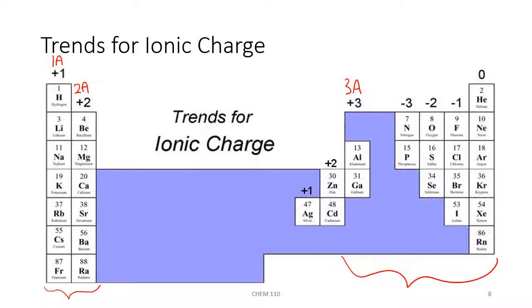If you notice, we're skipping over group 4A because those elements tend not to form ionic bonds. They tend to be involved in molecular bonding, and so we don't need to know what charge they form.